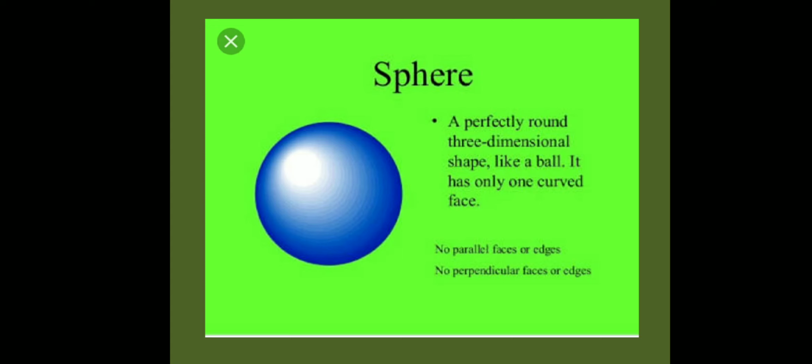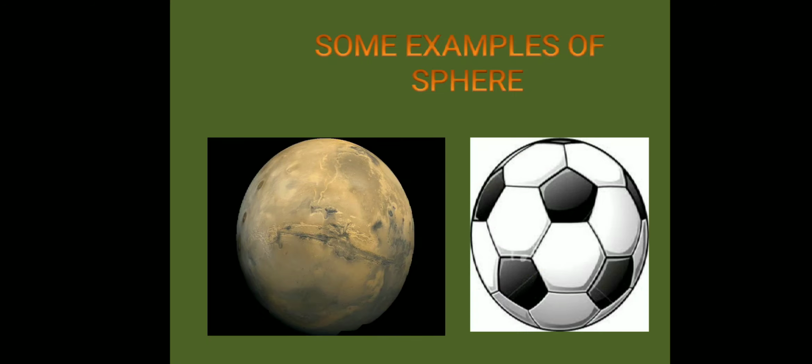Sphere. Yes, what is a sphere? A perfectly round three-dimensional shape like a ball. It has only one curved face, or else you can say a sphere is a set of all points in 3D space which are at equal distance from a fixed point, and that fixed point is called the center of the sphere. Yes, a sphere has no vertex and no edge. It has only one curved surface. It doesn't have a flat face. Examples of a sphere: football, planet, orange, etc.